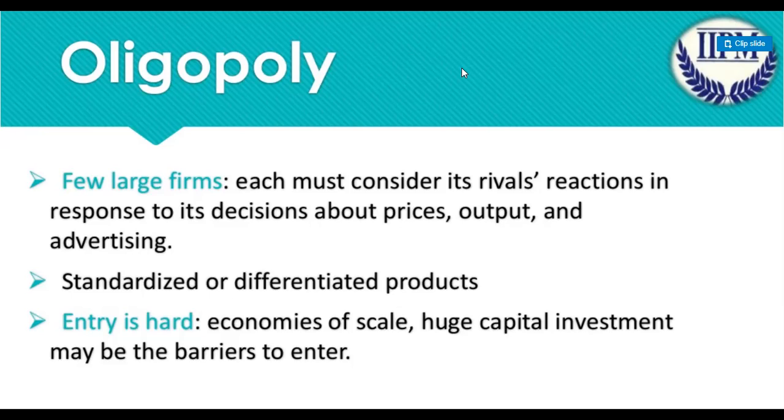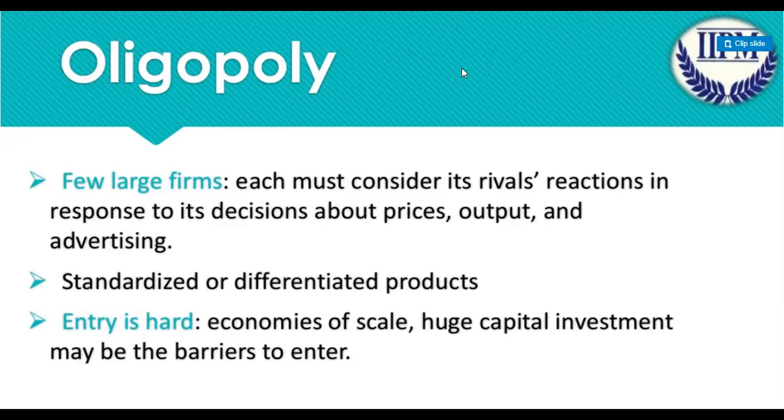Next is standardized or differentiated products. You can say that their products are different from each other. Whatever products they are making, they are different from each other. They are using their own innovations, and that is why, to some part, they have to be influenced by them in the price.